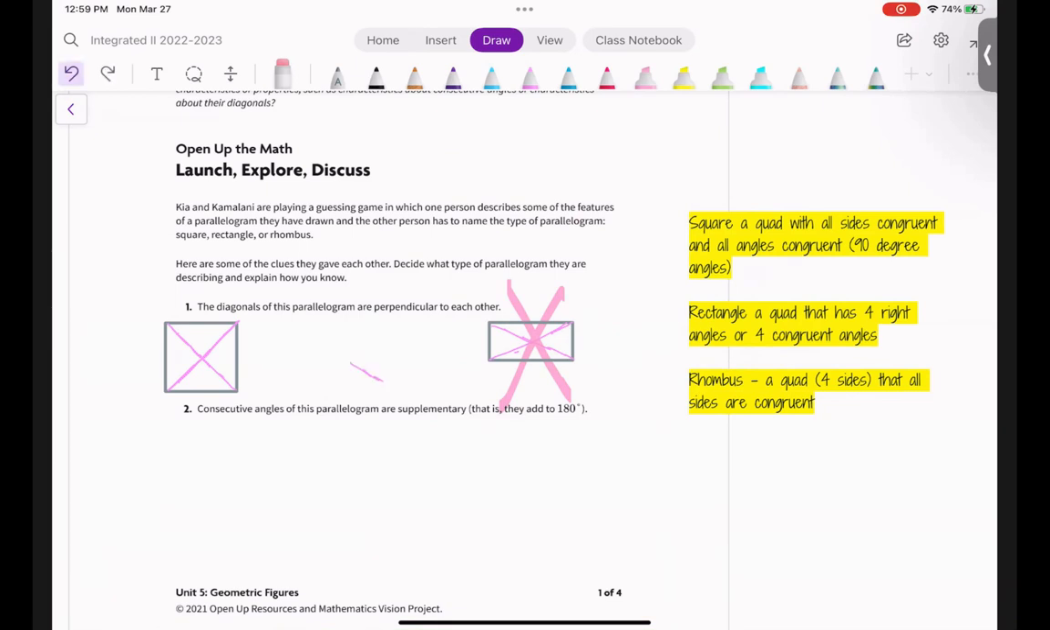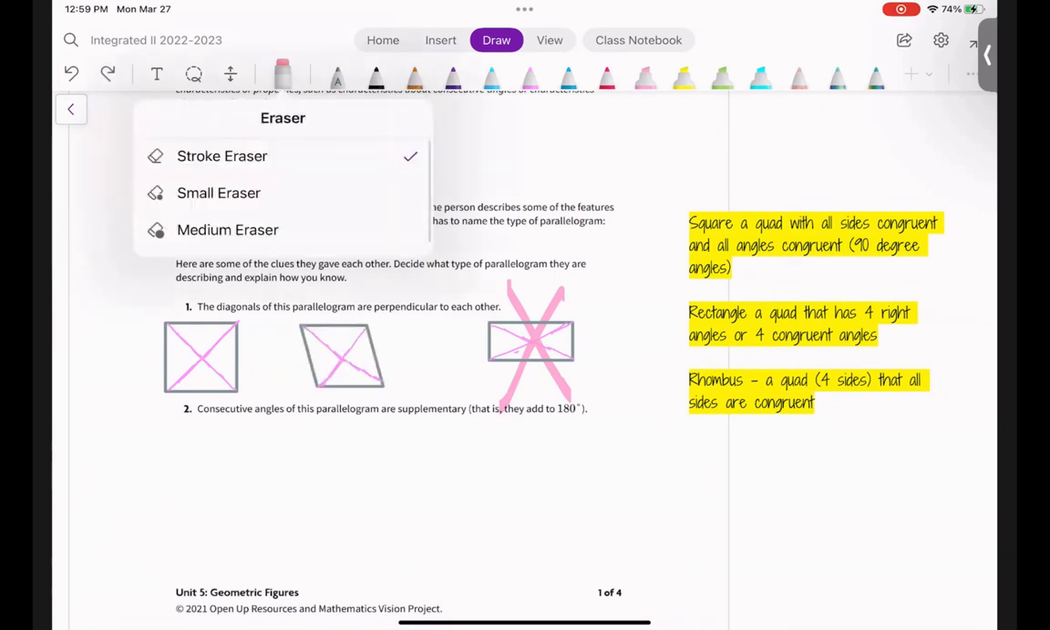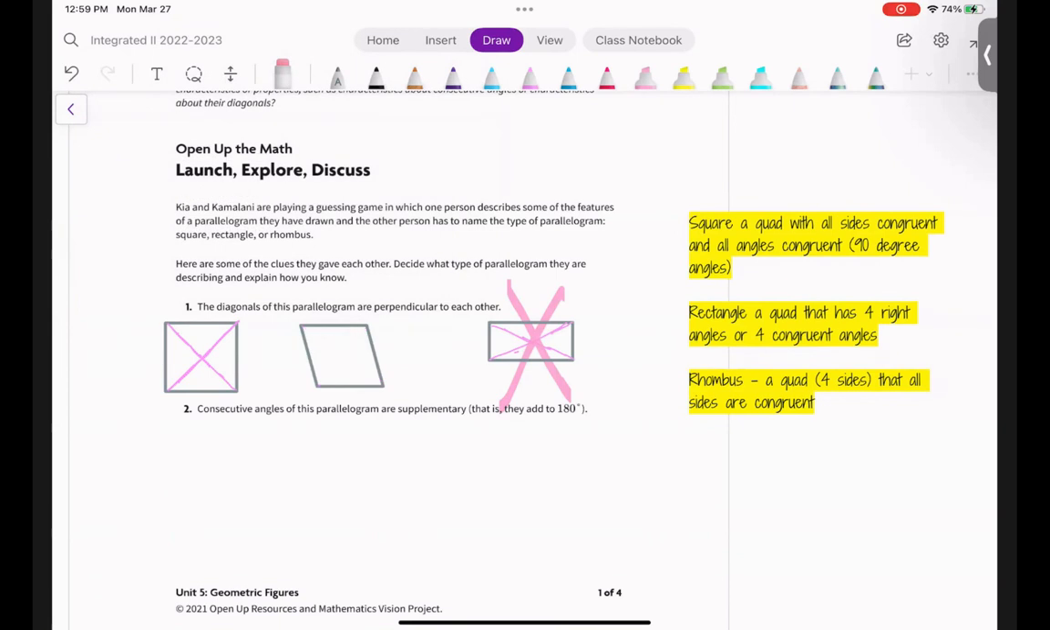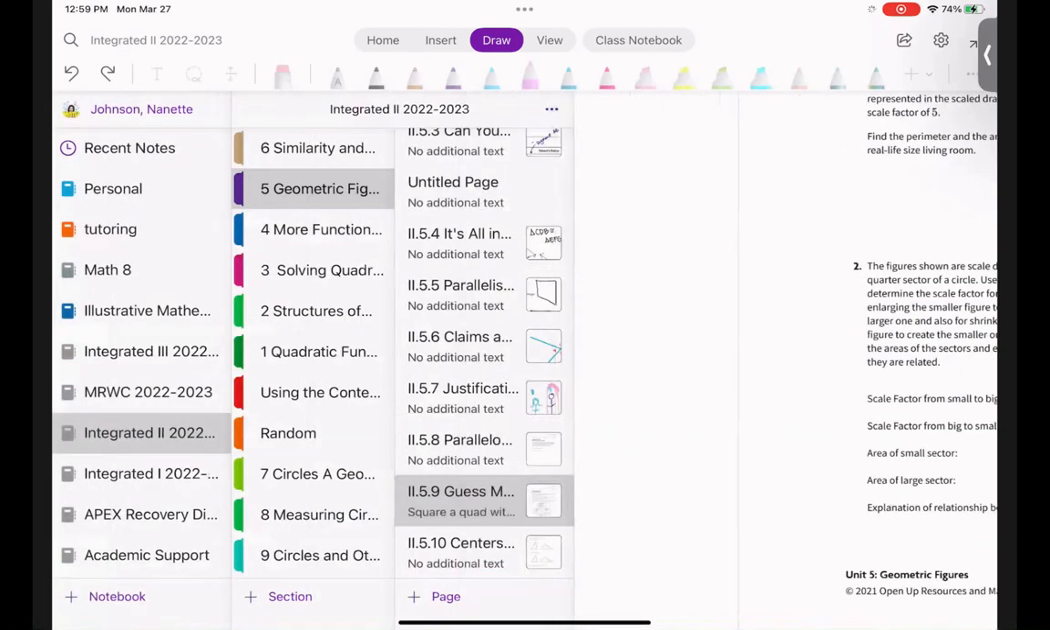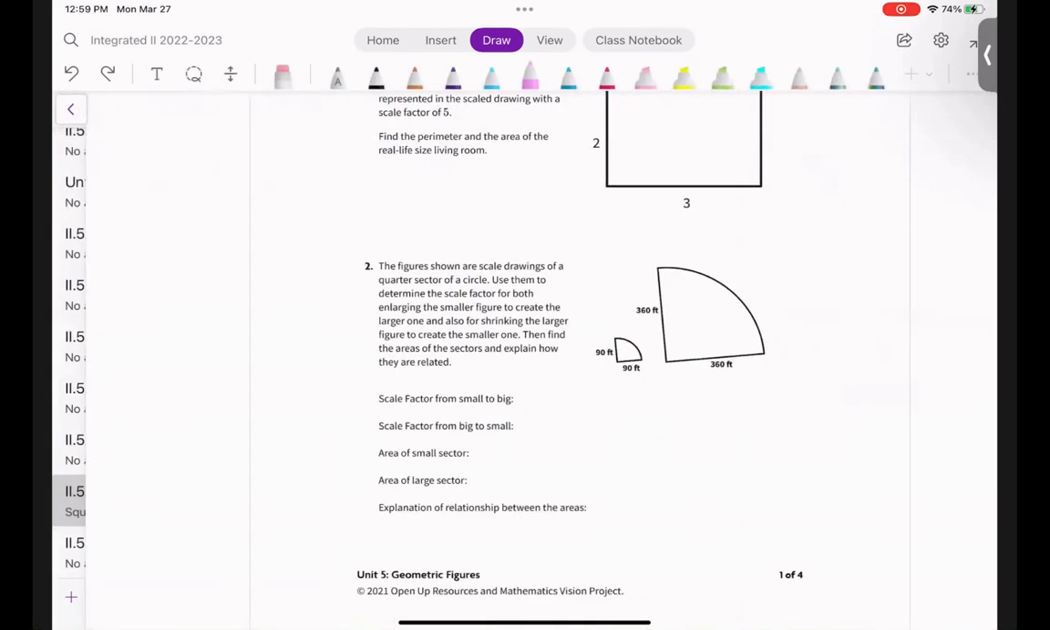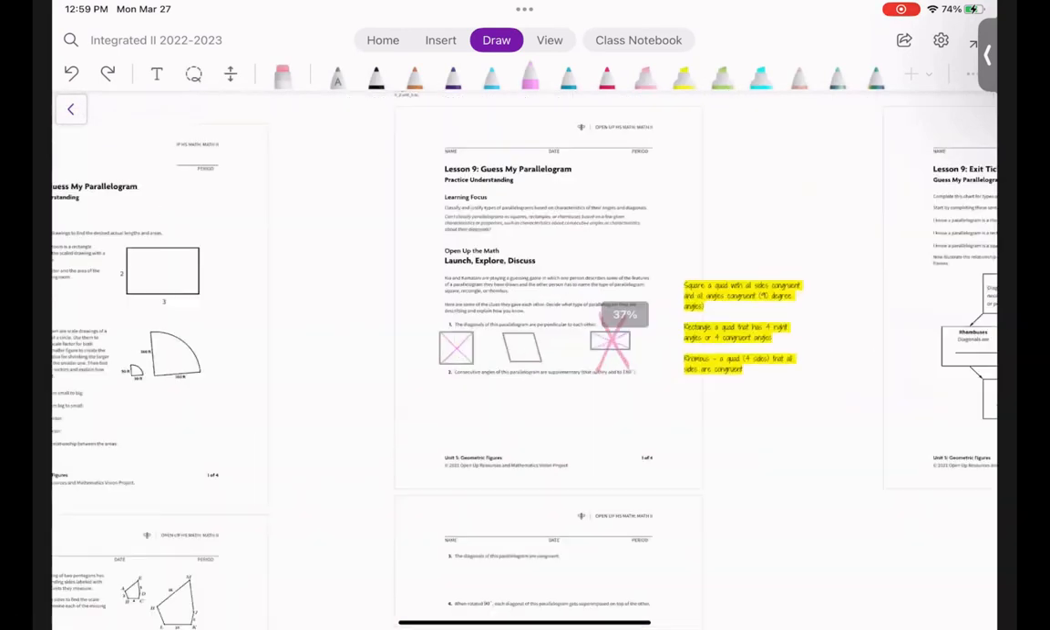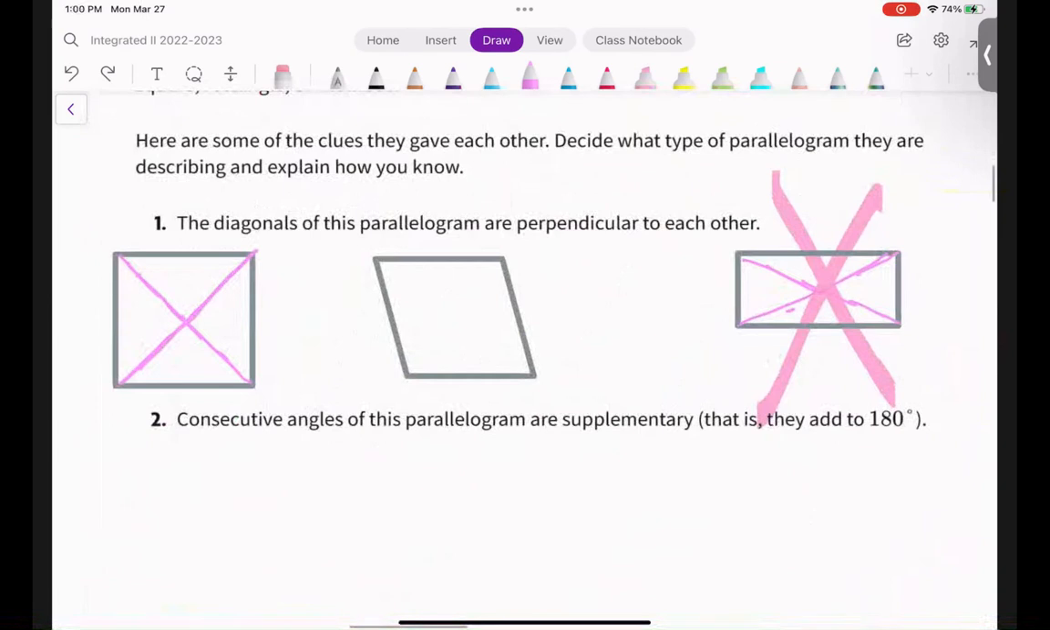Oops, I didn't mean to do that. Hold on. Let me try erasing better. So if I drew this one better, I think I can get this. I think that one's better. What did I do? Oh, I know what I did. There you go. All right, let me try drawing this guy again.